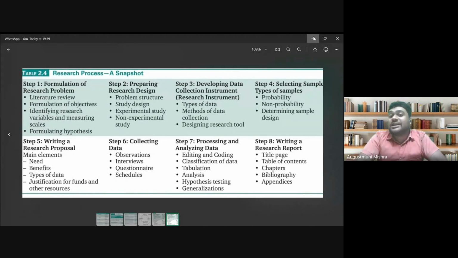So this is another step. Now the third step is developing data, meaning how you are going to collect data. You are going to decide that, and what types of data you are going to have.